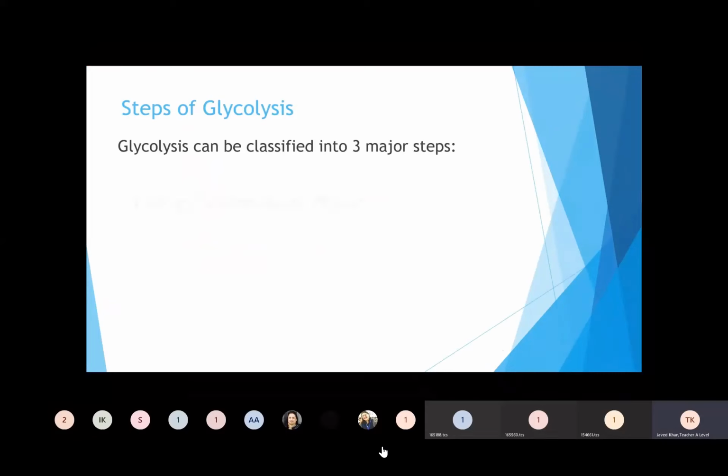current slide. Three steps of glycolysis. Glycolysis can be classified into three major steps. What are these steps basically? Number one, energy investment phase. As I told you, glycolysis cannot proceed without the use of energy, which is required as an activation energy. It comes from the ATP. So the first step of glycolysis is the energy investment phase.